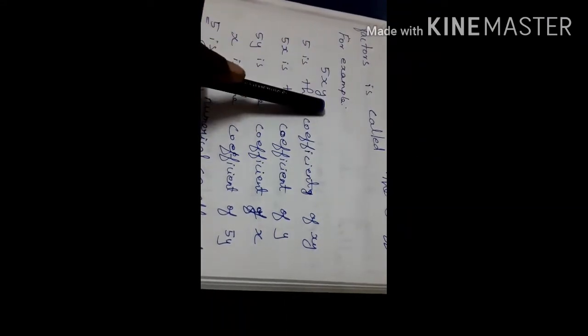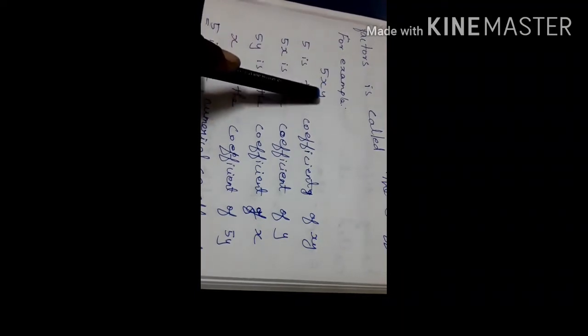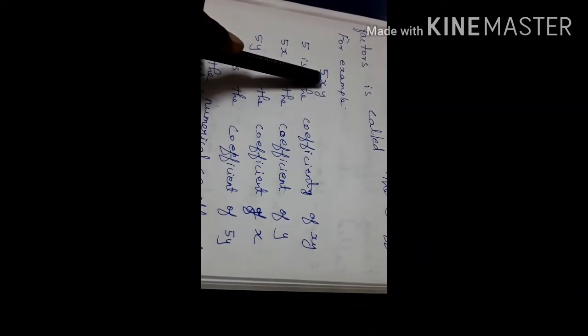If they ask about one factor, what is the coefficient of 5, the remaining factor is the coefficient. If they ask what is the coefficient of y, the remaining factors are called coefficients.